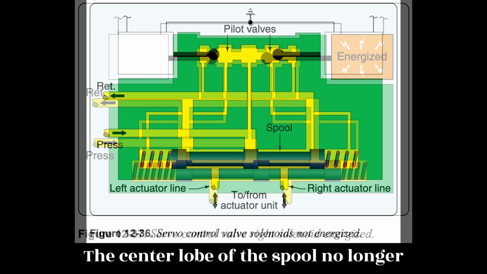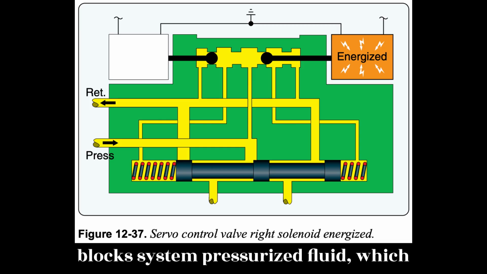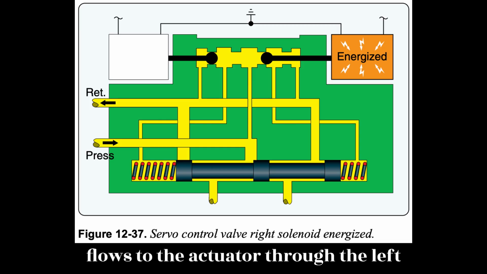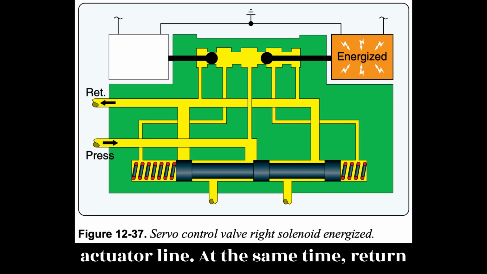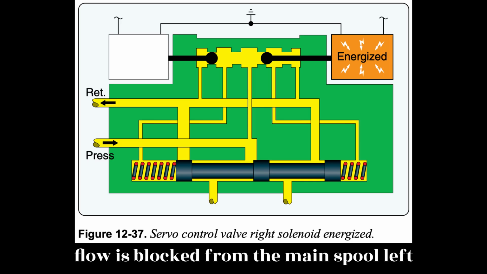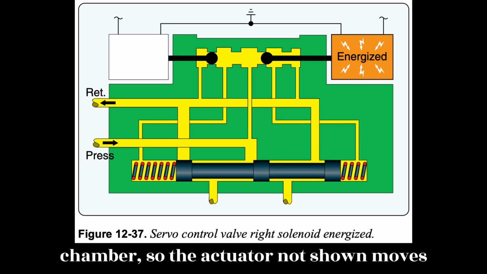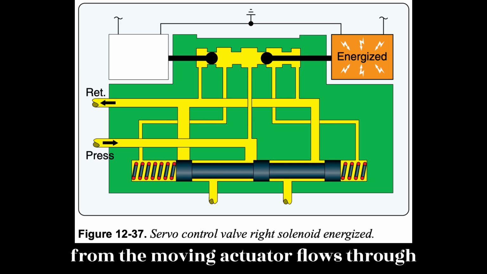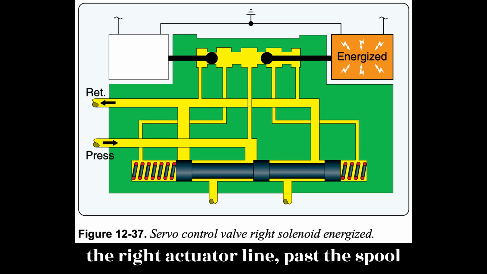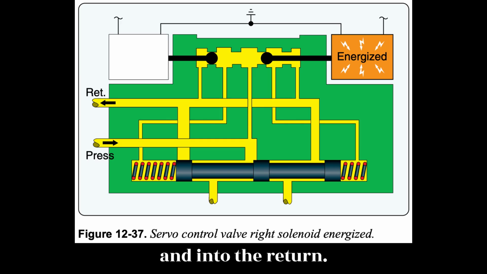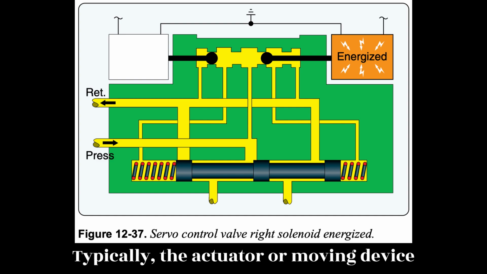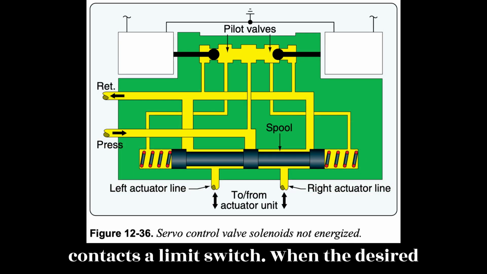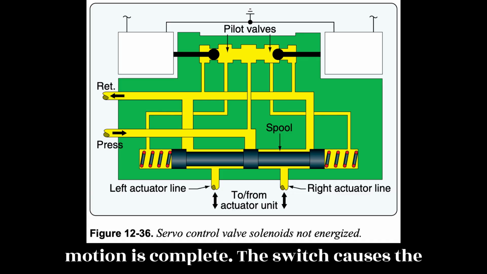The center lobe of the spool no longer blocks system pressurized fluid, which flows to the actuator through the left actuator line. At the same time, return flow is blocked from the main spool left chamber, so the actuator, not shown, moves in the selected direction. Return fluid from the moving actuator flows through the right actuator line past the spool and into the return line. Figure 12-37. Typically, the actuator or moving device contacts a limit switch when the desired motion is complete.